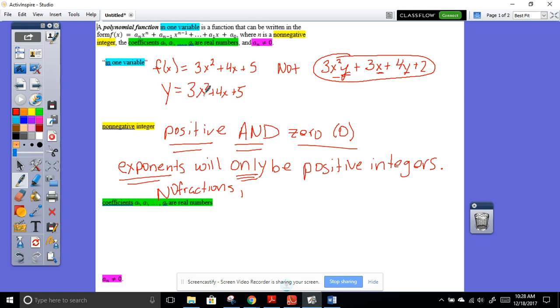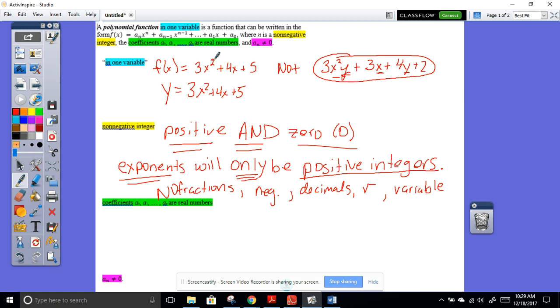Now don't hear me say that we won't have any fractions. Our coefficients can be fractions. It's our exponents that can't be fractions. Our exponents can't be negative. Our exponents can't be decimals. Our exponents can't be square roots, and our exponents can't be a variable. Okay, it can only be a positive integer.